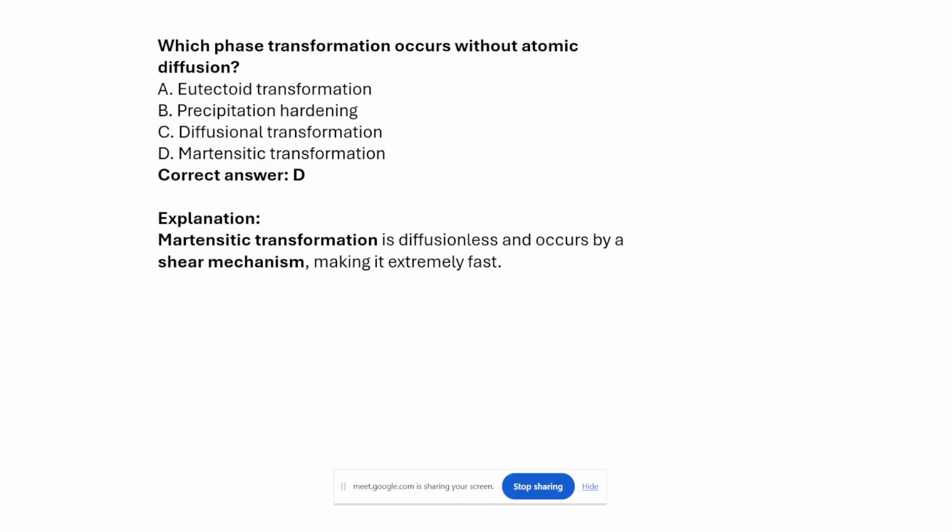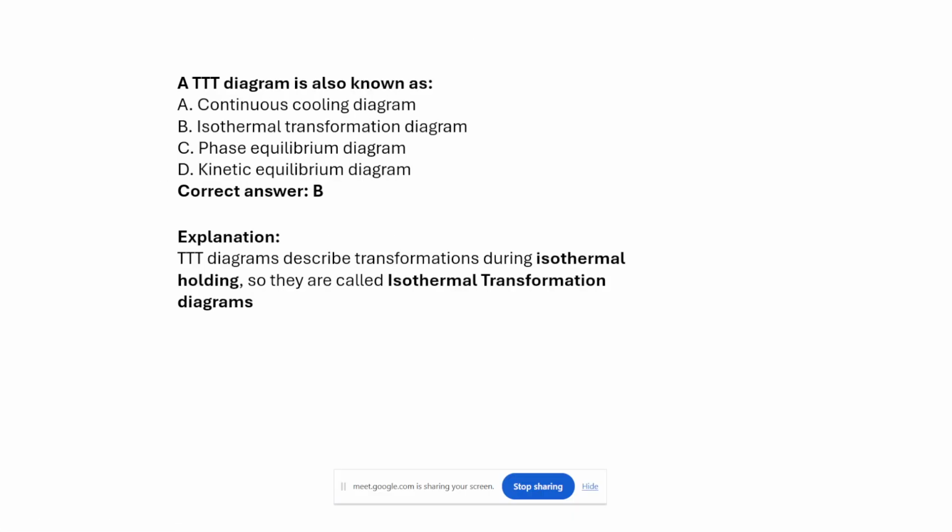Okay. Next: which phase transformations occur without atomic diffusion? The phase where atomic diffusion doesn't happen is the martensitic phase, because in the martensitic transformation the cooling rate is very high, almost 140 degrees per second or so, so there is no diffusion. The austenitic, I mean FCC phase, stays as FCC and forms the martensitic phase. In other words, we call the martensitic phase a diffusionless transformation phase.